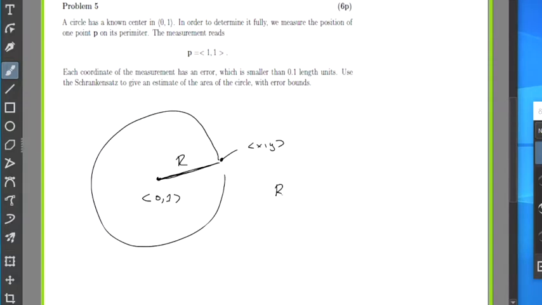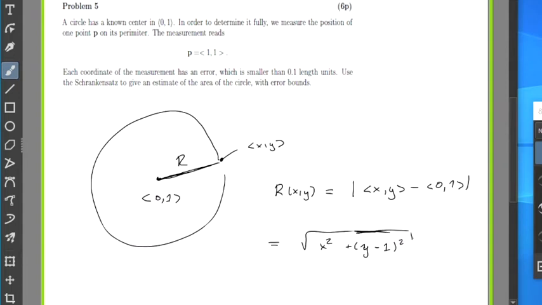The radius is then given by the norm of the difference between the two vectors xy and 0, 1. So using Pythagoras, that's the square root of x squared plus y minus 1 squared. Okay, now we have done that and we have determined this point to be 1, 1. So this is actually not what's in the sketch here, but that's what the measurement says that we have.